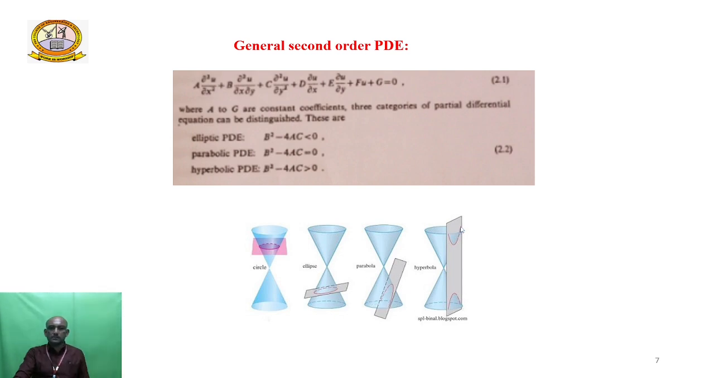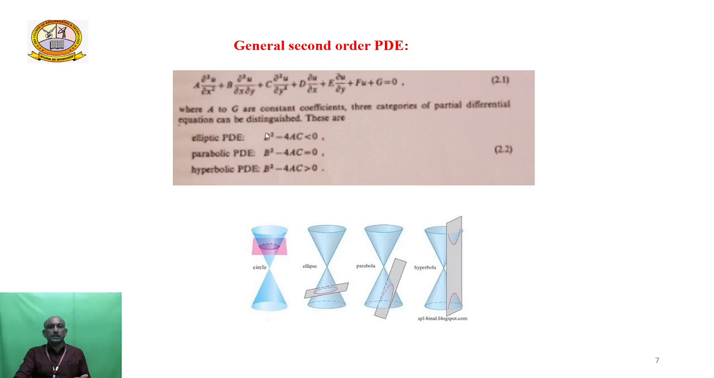For hyperbolic, when we cut the same geometry with the plane like this, we get two branches, the first one on the upper side and the next one below. This is called the hyperbolic flow. See, the first one marked in red is the elliptical type, then the parabolic type and the hyperbolic type. So there are three different natures of fluid flow.